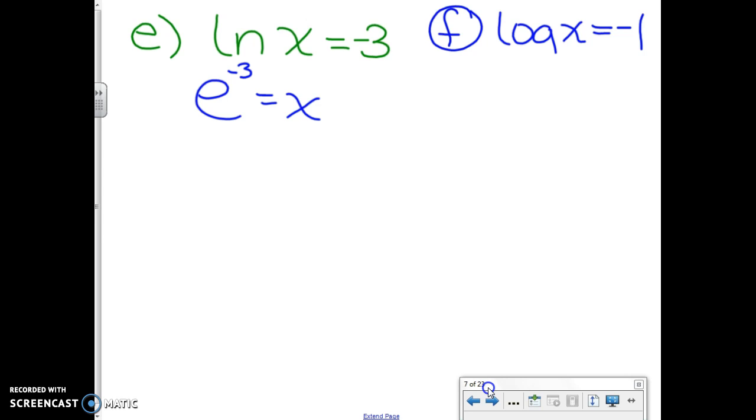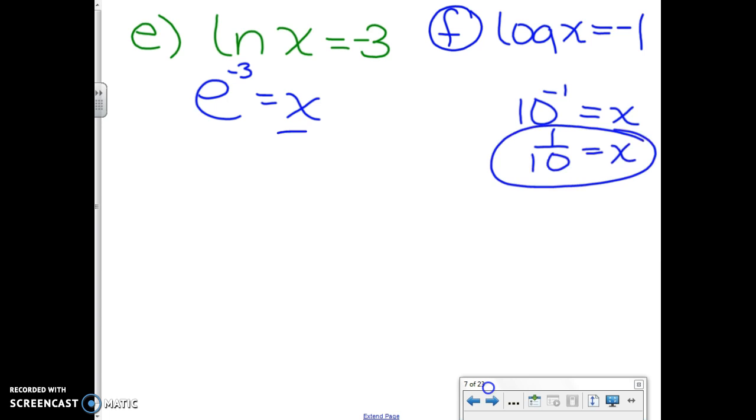Works great. This one, I don't know what to do in that format. So Karina, what's my base in regular log with nothing shown down there? 10. So this would be 10 to the negative 1 equals x, or 1/10 is equal to x. So Connor, when you asked about the assignment, that's why the assignment's as long as it is, because some of them are just fly through them, and I write them like that.